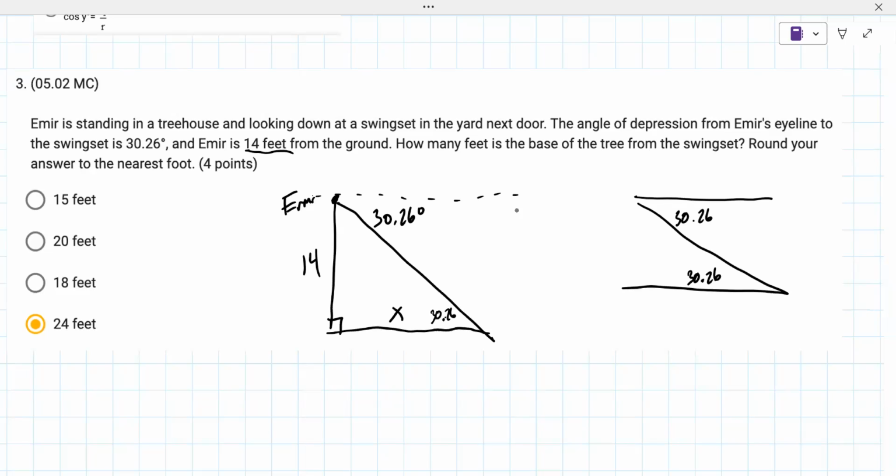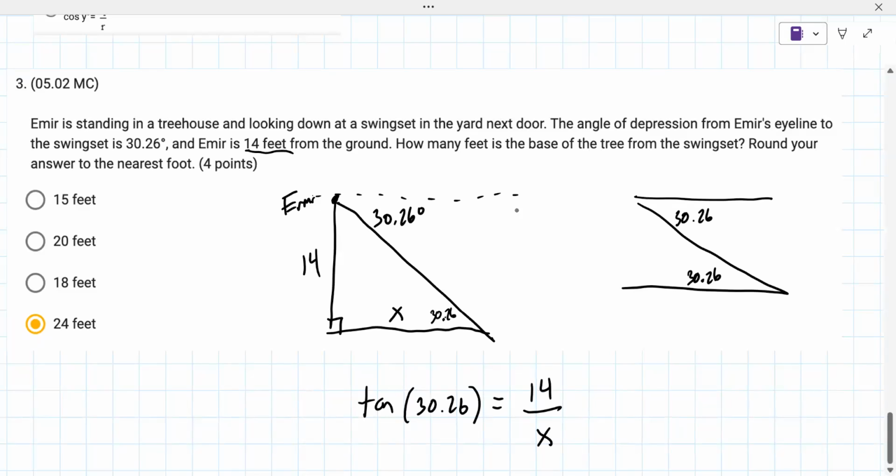So my question to you is, what are we going to use, sine, cosine, or tangent to find X? To find X, you need to find the adjacent. So you would use opposite over adjacent. So that'd be tan. Tangent of 30.26 equals 14 divided by X. Yep.